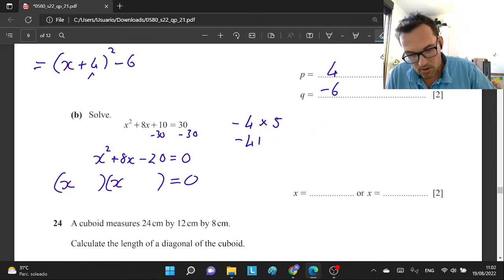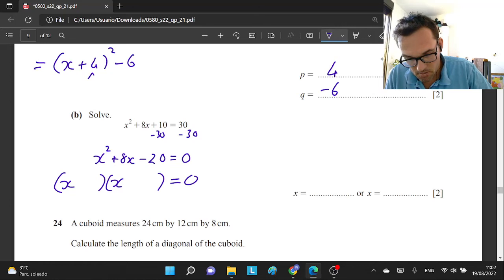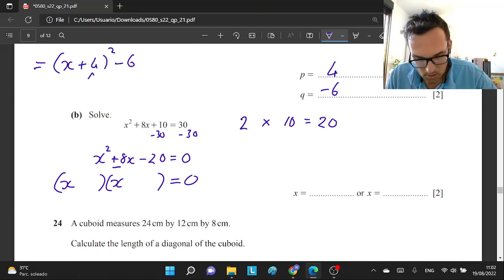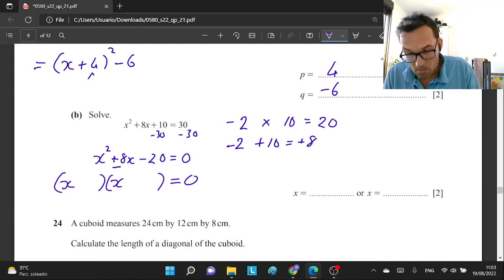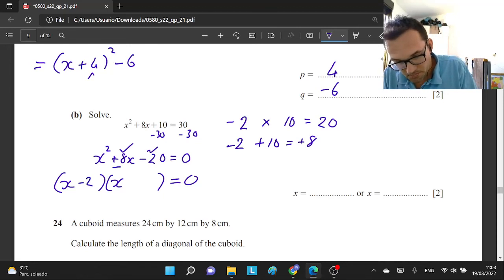Let's think of other 2 numbers that multiply together to give us minus 20. What springs to mind here, of course, is 2 times 10. 2 times 10 gives us 20. You see that 8 there is positive, so it's always better to keep the bigger number positive. Let's make the smaller one negative, because then if we add them together, minus 2 plus 10, we get the positive 8 we've been looking for. Multiply together, we get minus 20. Add them together, we get the positive 8. And that means we got the two answers.